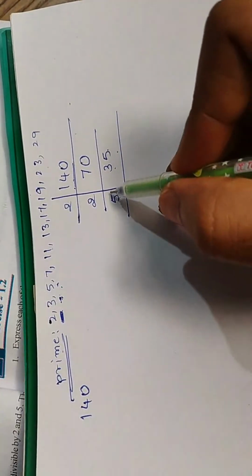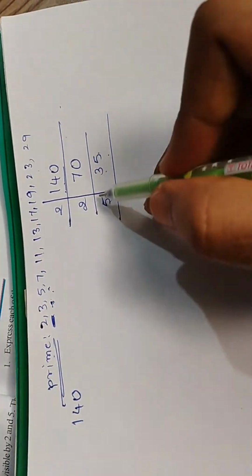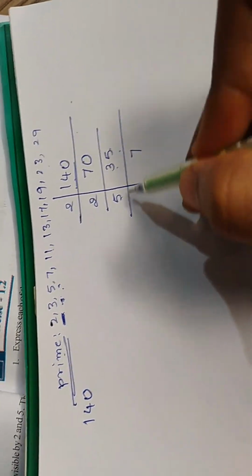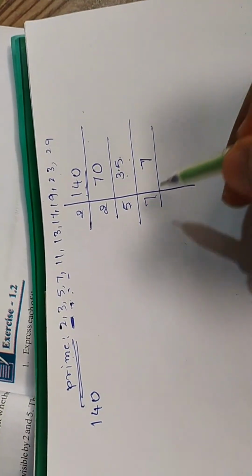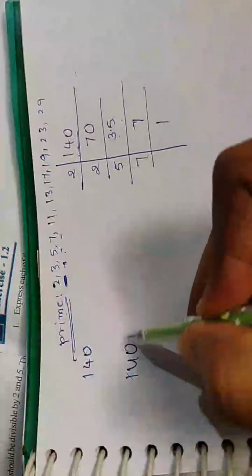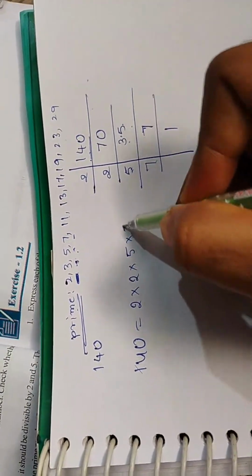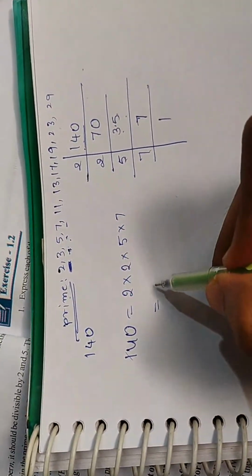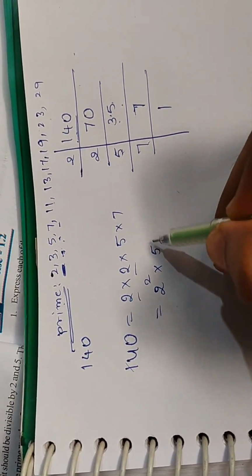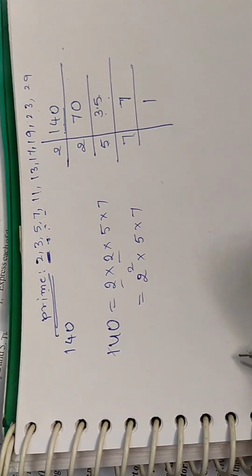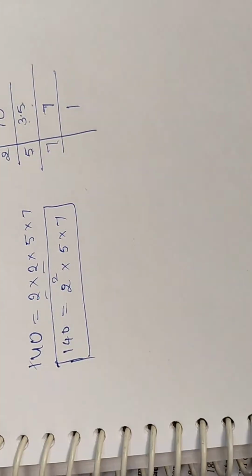In the 5 table, where you are getting 35, 5 7s are 35. Again 7, the next prime number is 7. So 140 you can write as 2 into 2 into 5 into 7. The 2 is repeating 2 times, so 2 square into 5 into 7. This is 140.